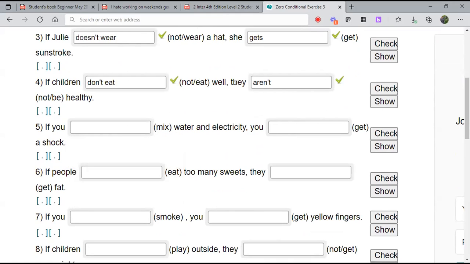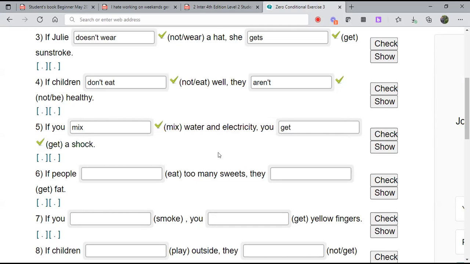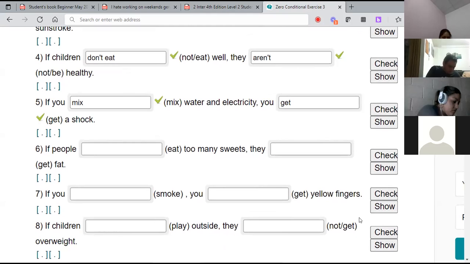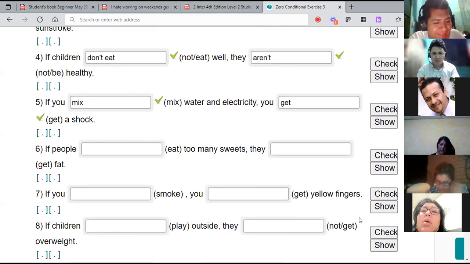If you mix, you get a shock. Yeah, if you mix water and electricity, you get a shock. Don't do it, please. All right, thank you so much. Estar buscando, sir. Sí, ahí le estaba poniendo demasiados adornos. So yeah, it happens sometimes in there, sir. Good.